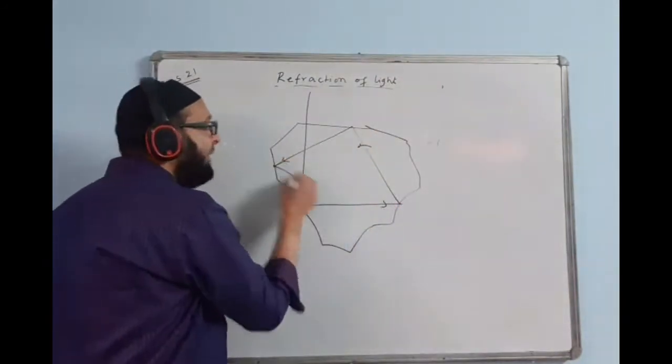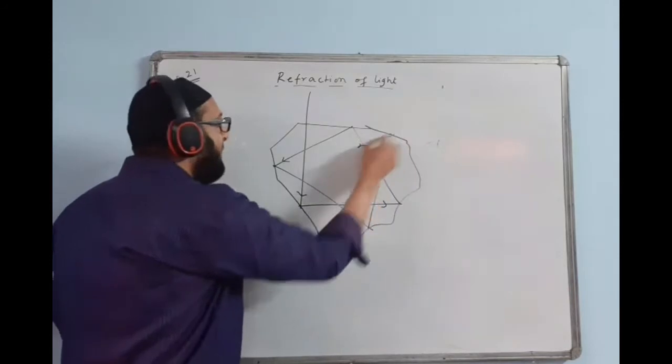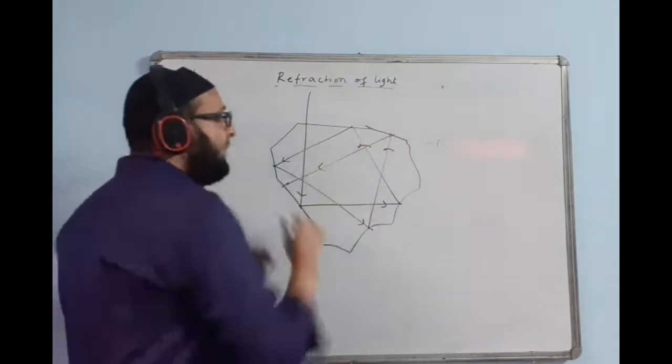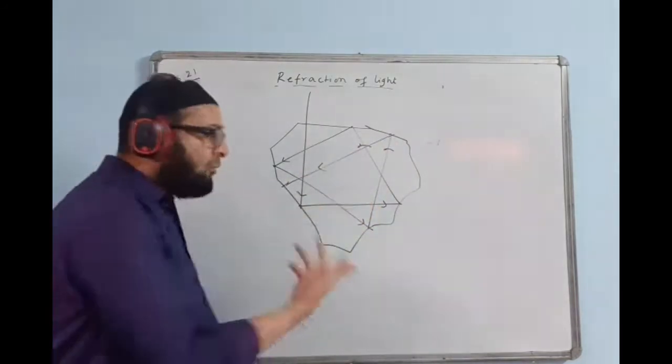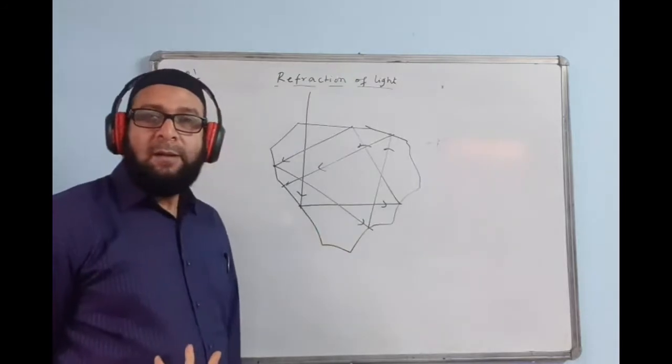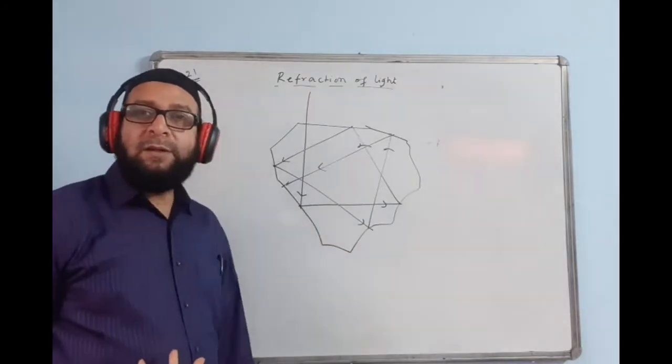Every time TIR is taking place, every time. So it keeps on happening like this within the diamond. The rays never come out of it.